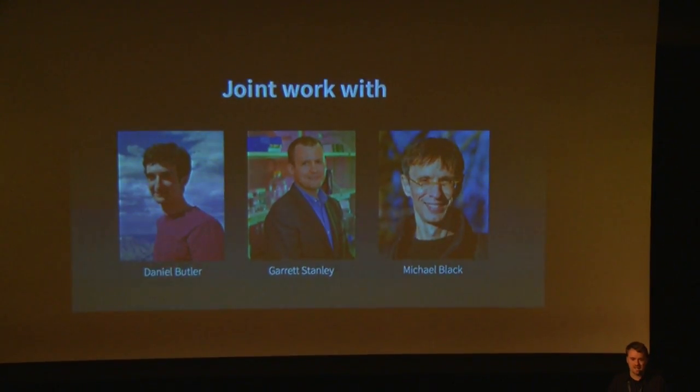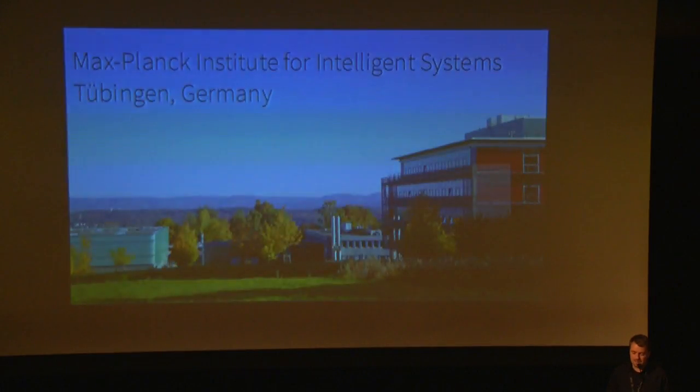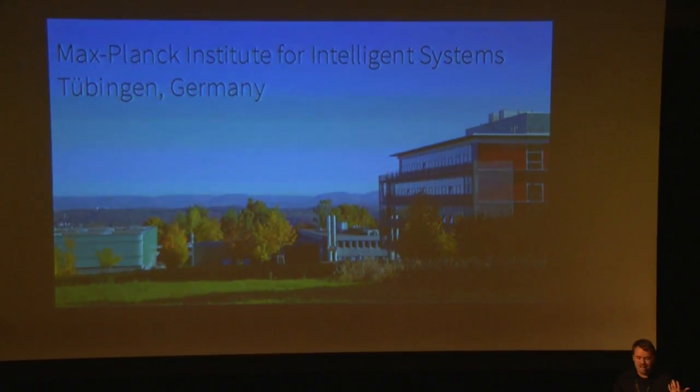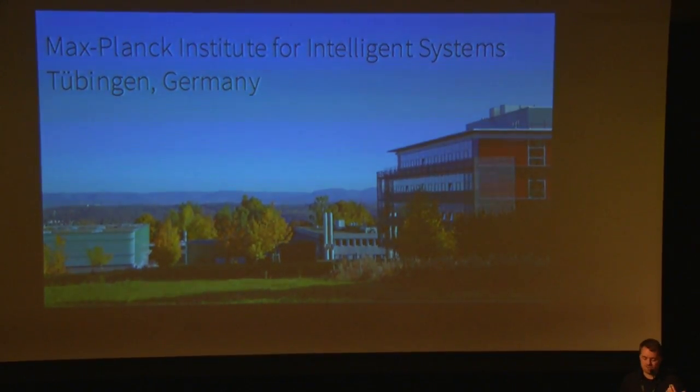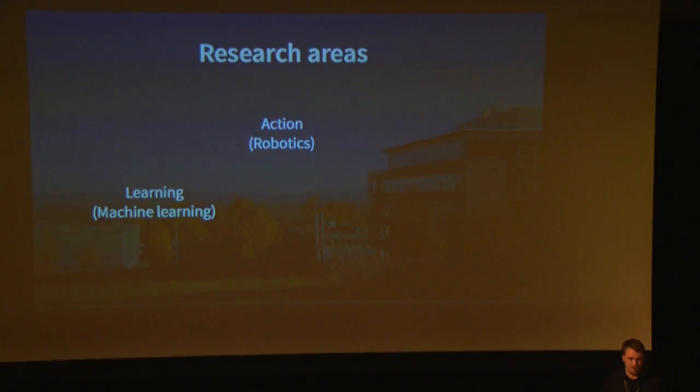This is joint work with Daniel Butler from the University of Washington, Garrett Stanley from Georgia Tech, and Michael Black, who is my PhD supervisor at the Max Planck Institute for Intelligent Systems in Germany, in Tübingen, a little south of Stuttgart. Our institute basically does research on synthetic systems in the world and how they act, how they learn, and how they perceive. And this last field is where I'm in, basically the perception of the world by an artificial system, and in this case, computer vision.